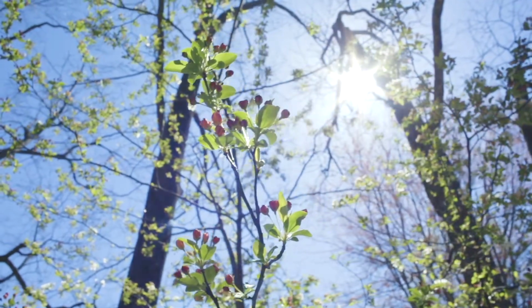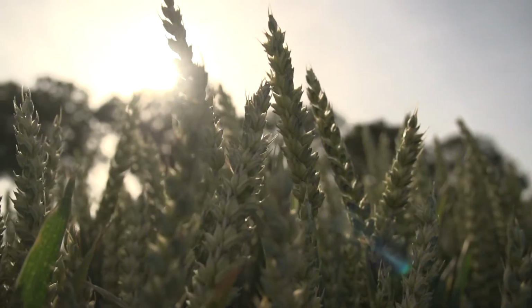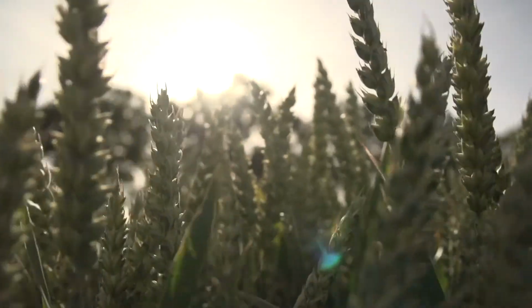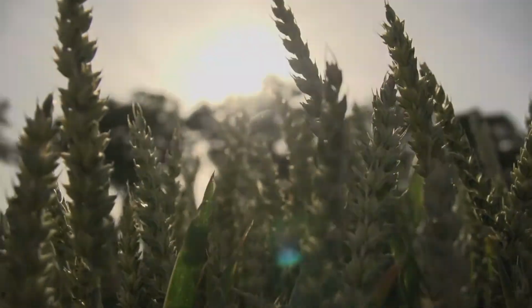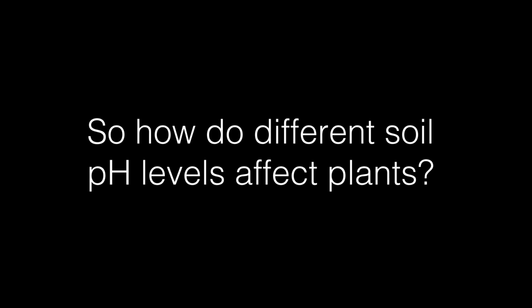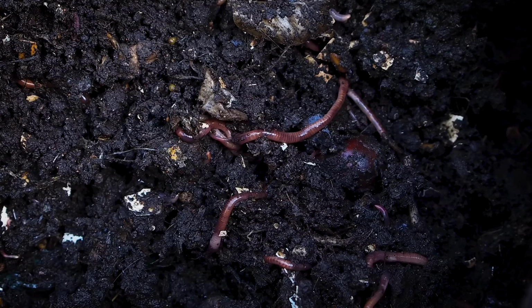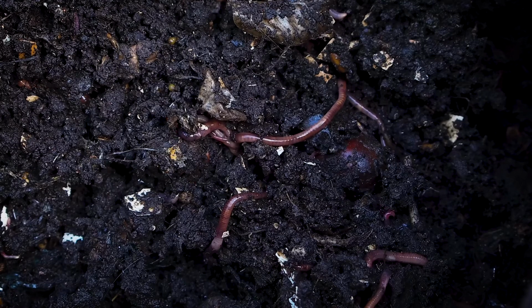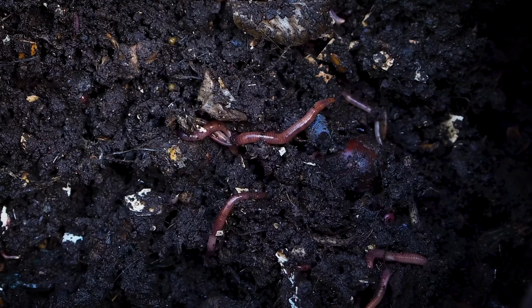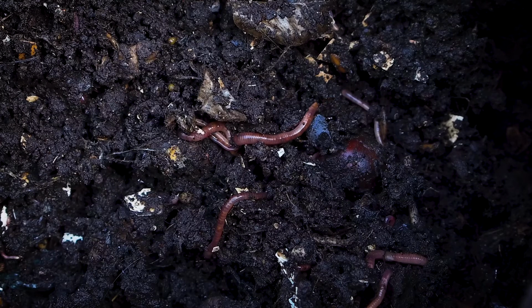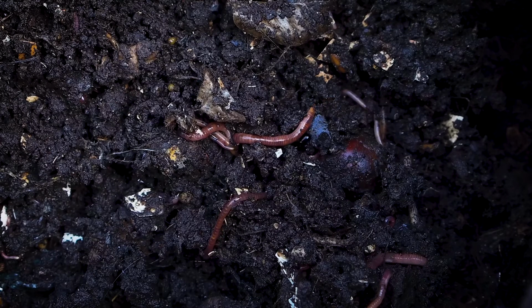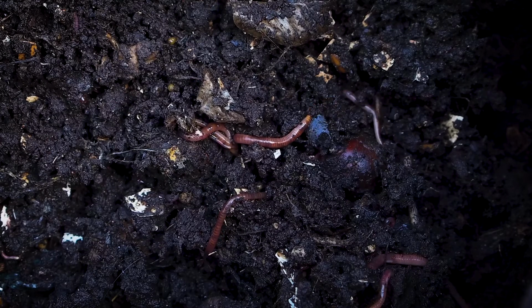The acidity or alkalinity of the soil is what determines the availability of said nutrients. This is also known as pH. So how do different soil pH levels affect plants? pH levels matter when gardening because they determine how well different bacteria can grow in the soil, as well as how much of a certain nutrient a plant can obtain.